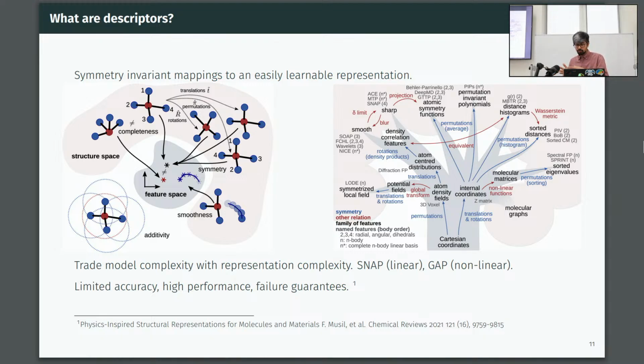There is a lot of research that has already been done on these descriptors, and this tree came from this particular paper at the bottom, and they try to organize all the different descriptors and how we define them.